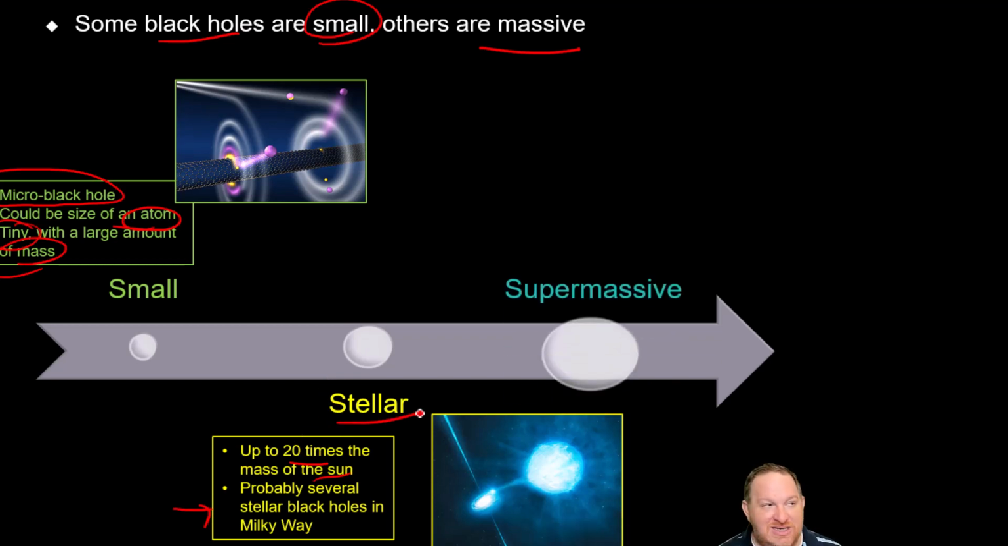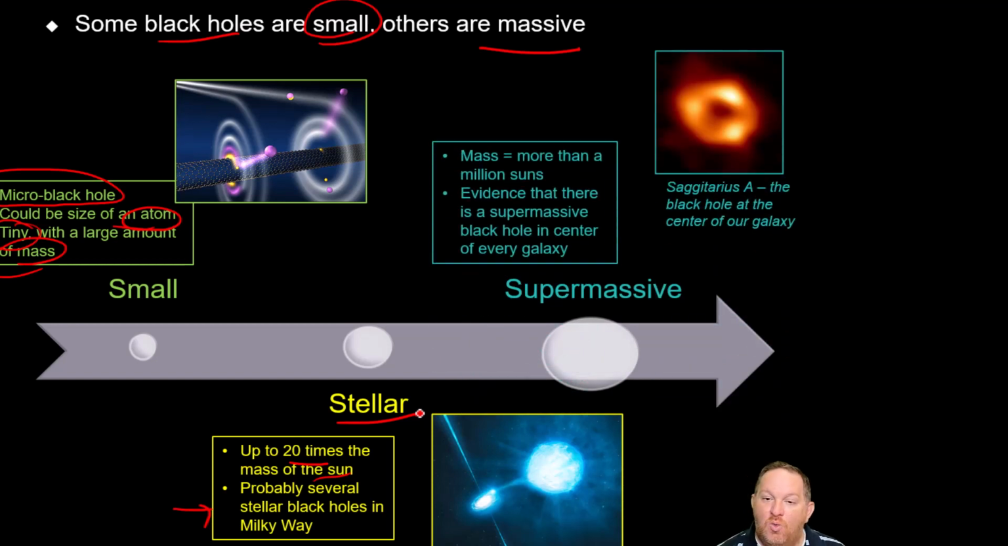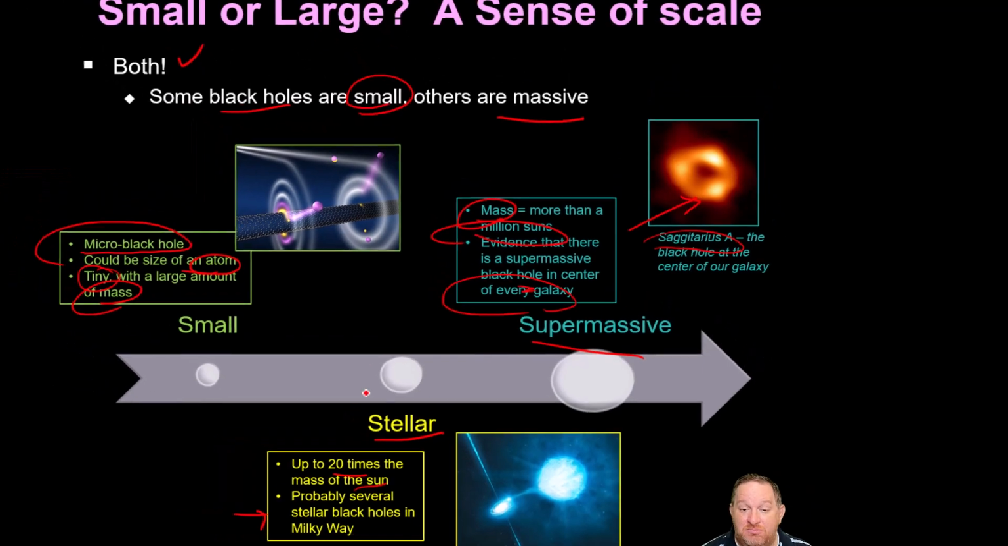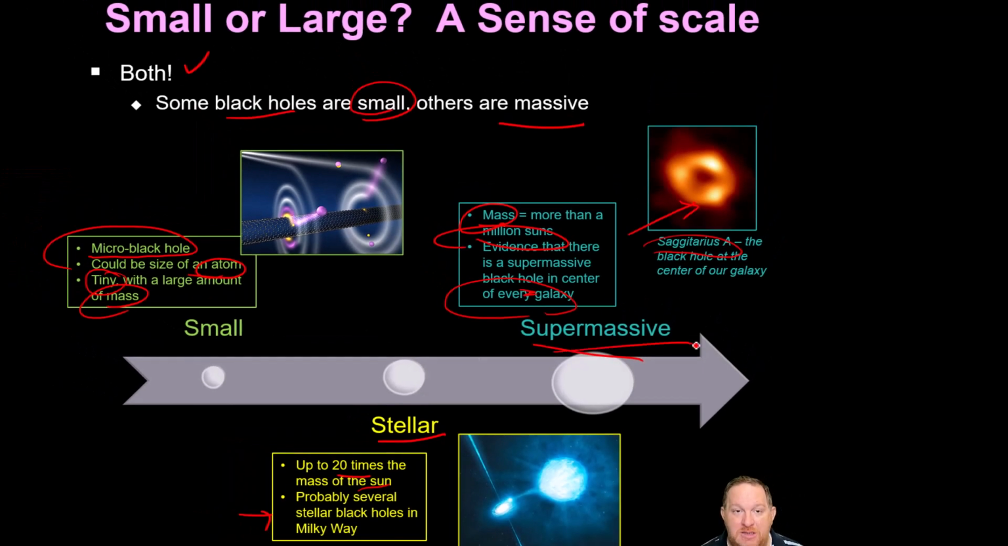And then, of course, the ones that get the headlines are the supermassive black holes, where their mass is more than 1 million suns. In fact, there is some evidence that there is a supermassive black hole in the center of every galaxy. We're pretty sure there's one in the center of our galaxy, Sagittarius A. All right, so that's a sense of scale. They can be tiny, they can be pretty big, and then they can be really big.